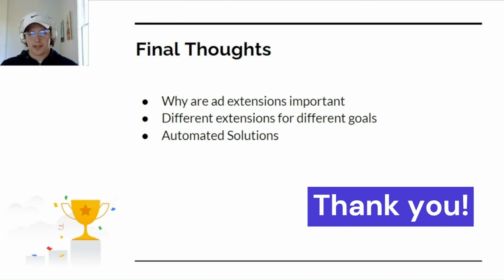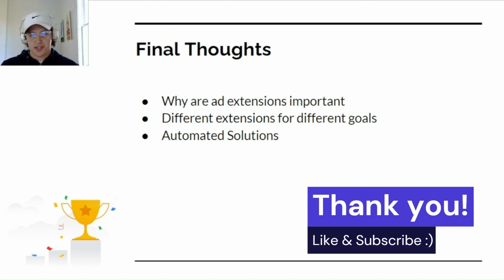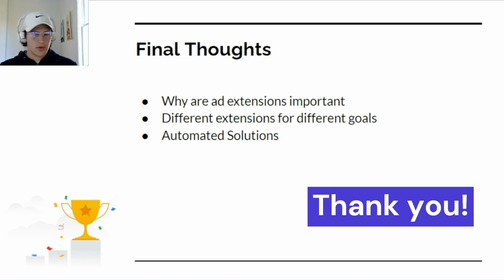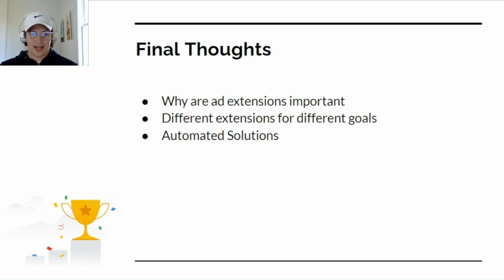The second piece is just different extensions for different goals, right? So make sure that you're using the right extensions for the right marketing goals. If you really want to drive people towards certain pages, use your sitelinks. If you have a great sales team that can handle calls, add those calls. You don't need to use all of them, but just make sure you're adding as many as you can that are still relevant to your marketing goals.